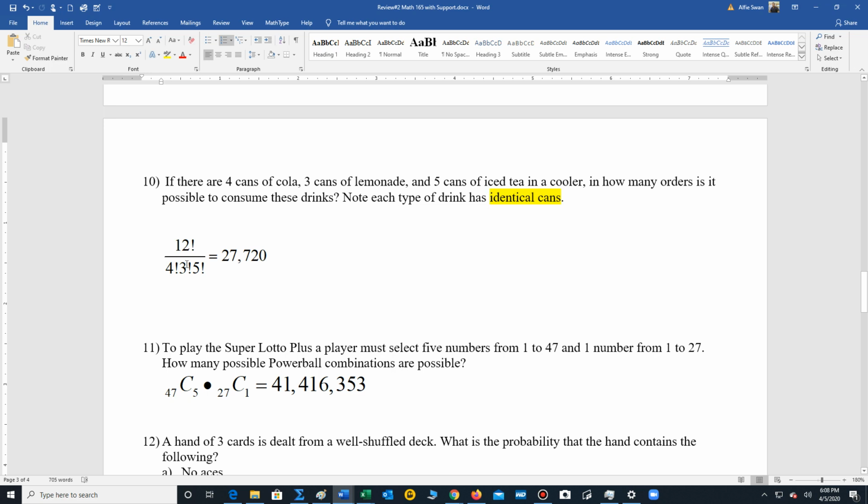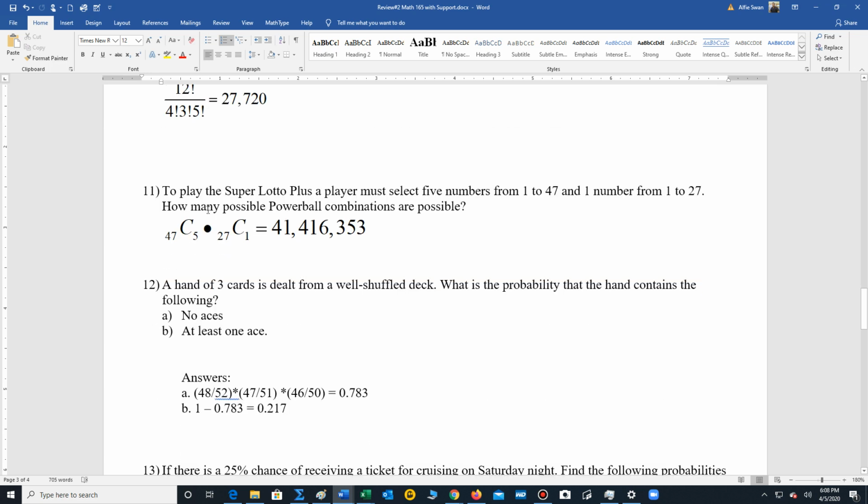But we have 4 cans of cola, so we're going to take 4 factorial, 3 cans of lemonade, 3 factorial, 5 cans of iced tea, 5 factorial. Perform our computations to get 27,720.